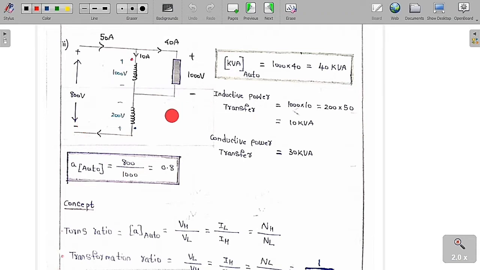Higher voltage by lower voltage, or we can say simply the primary voltage by the secondary voltage. So basically it is primary voltage by secondary voltage, 800 by 1000, and we are going to get 0.8. So basically the turns ratio of the auto transformer is equal to VH by VL, where this is called VH and this is VL, then NH by NL or IL by IH. This is the formula that you always have to remember: auto transformer turns ratio is equal to VH by VL or NH by NL or IL by IH. This is the VH side and this is the VL side. The turns ratio of the auto transformer can be lesser than 1 or greater than 1.